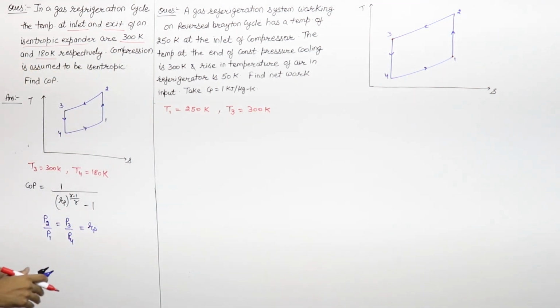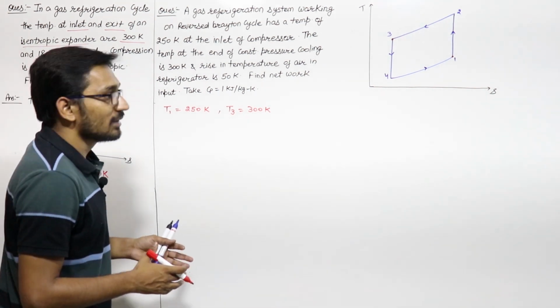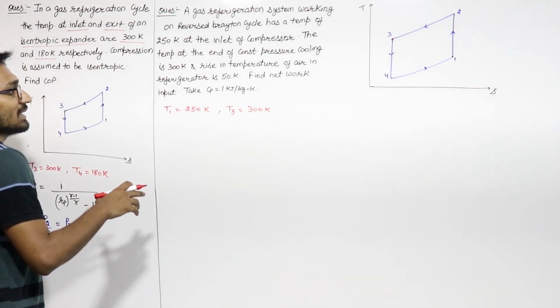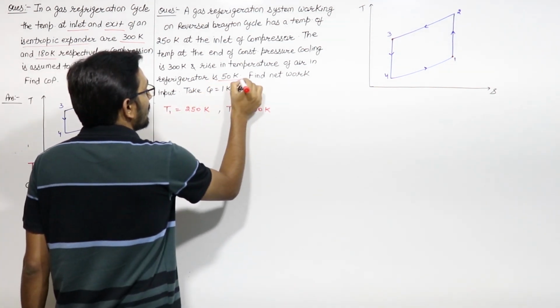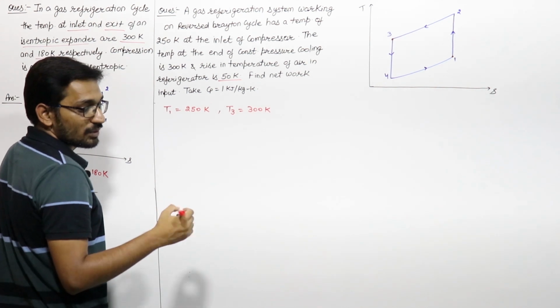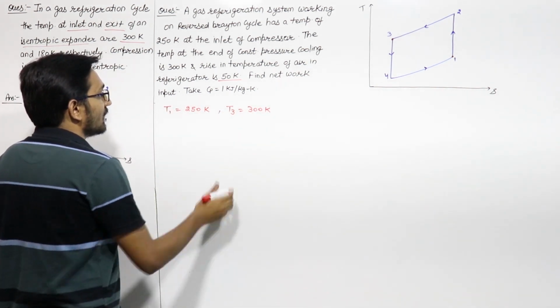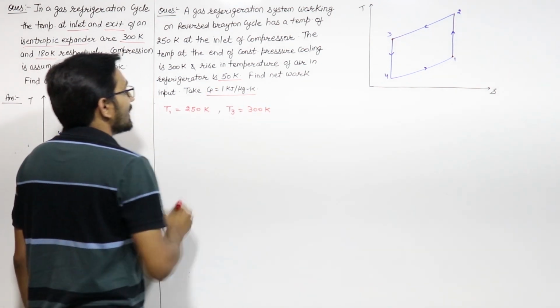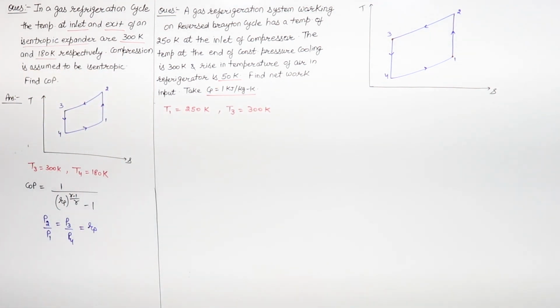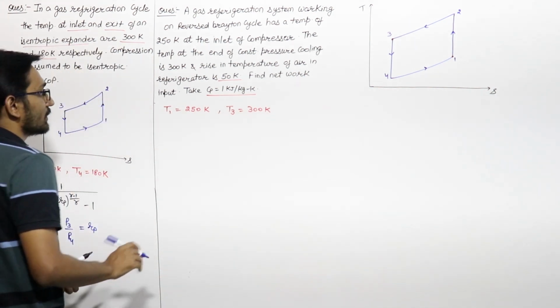And the rise in temperature of the air in the refrigerator is 50 Kelvin. We have to find the net work input. How much is the net work input? That is compressor work minus turbine work. Take specific heat as 1 kilojoule per kg Kelvin.